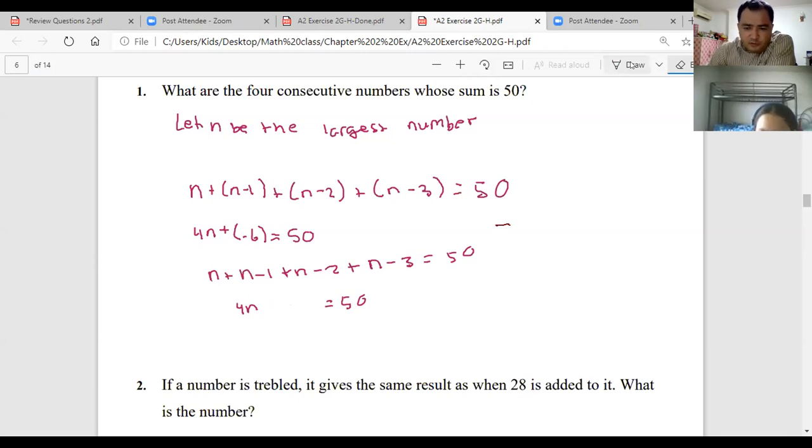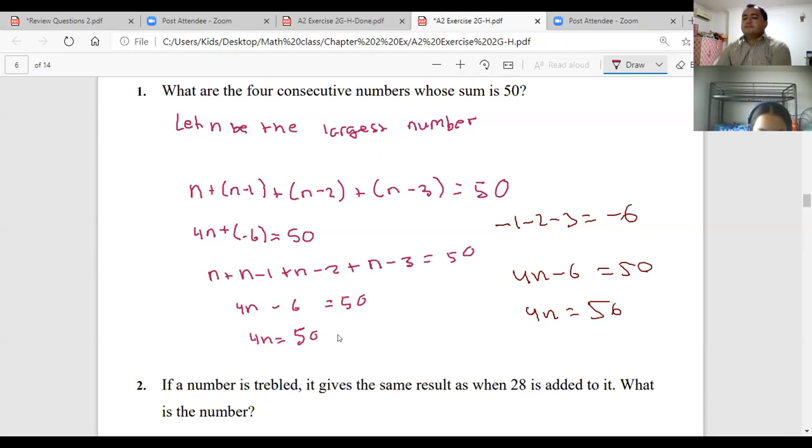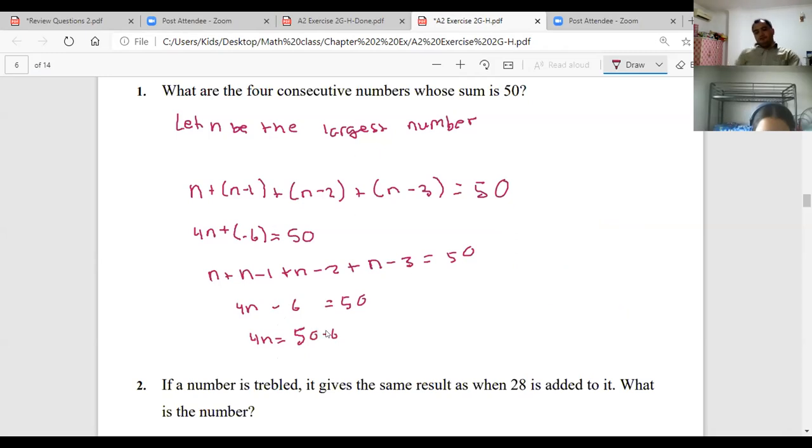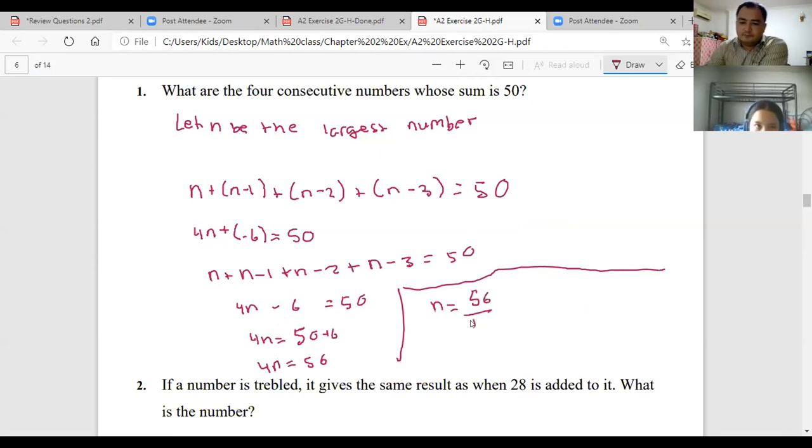So for here we have 4n minus 6 equals 50. Take 6 to the right-hand side. 4n equals 56, and divide by 4 is 14. 50 minus 6? Oh, no, it's plus because we add that. 4n equals 56. Just do that. Okay, n equals 56 over 4.